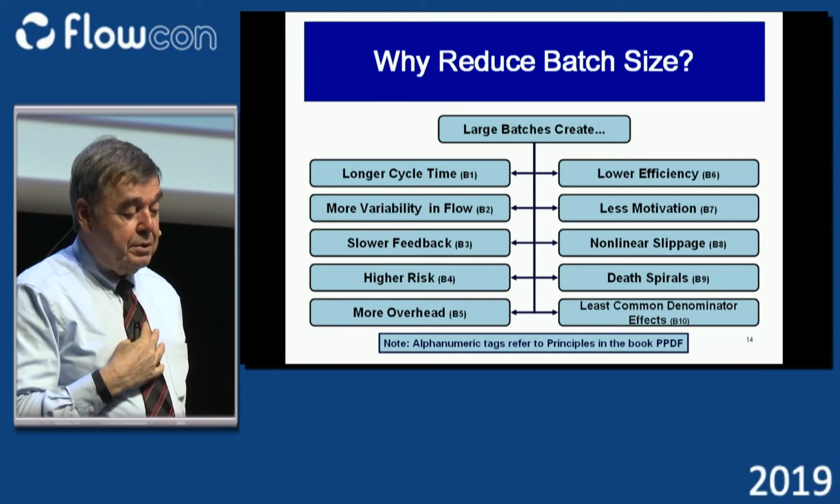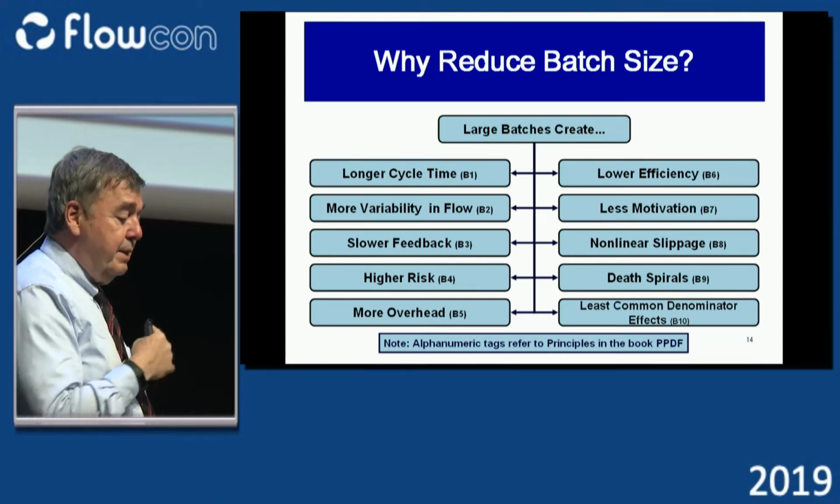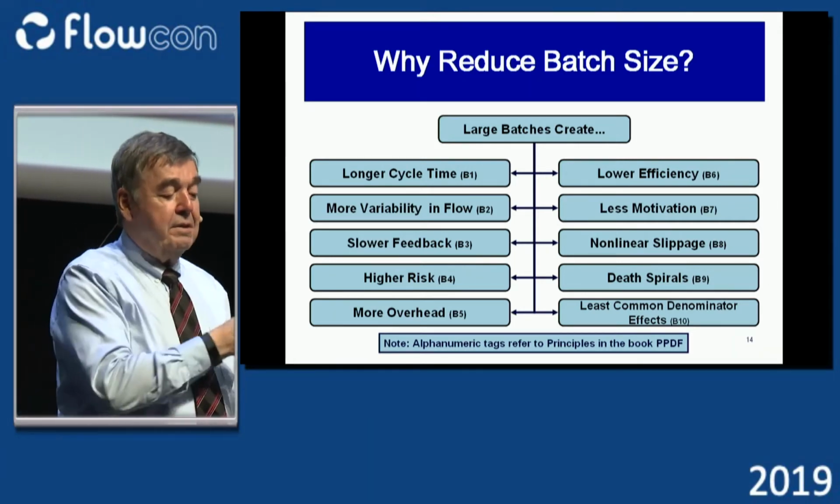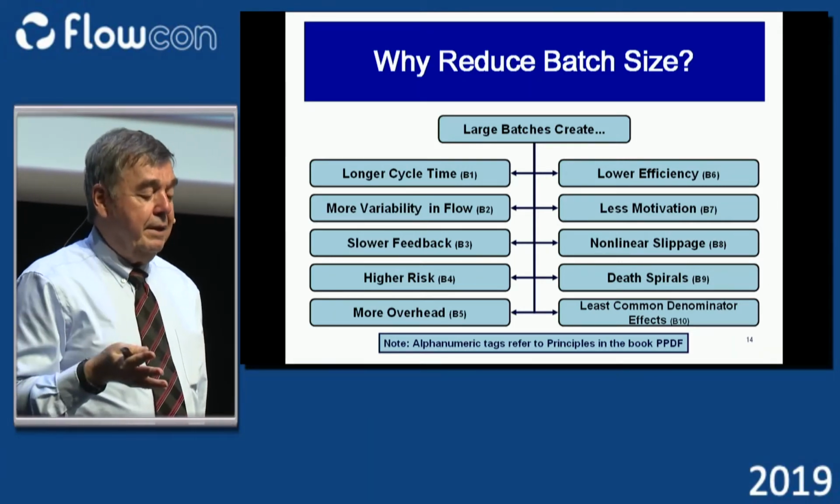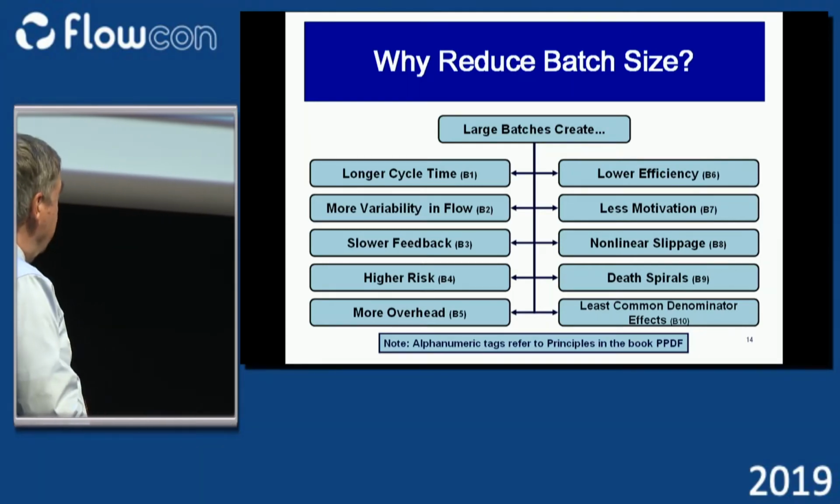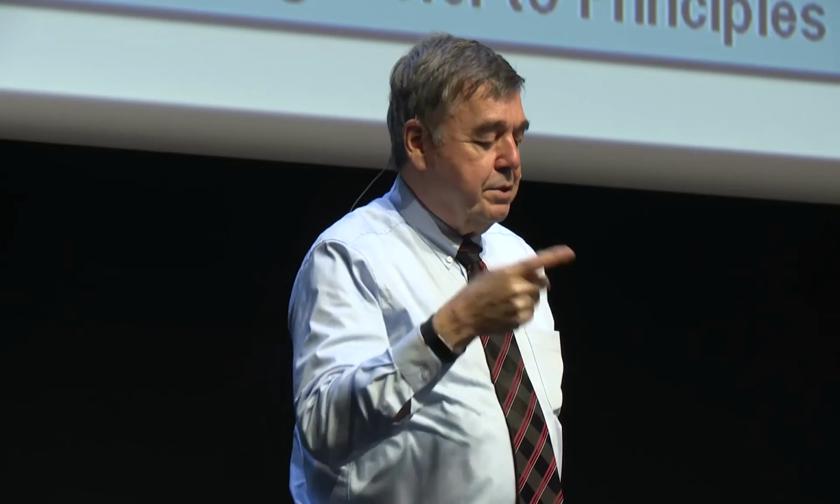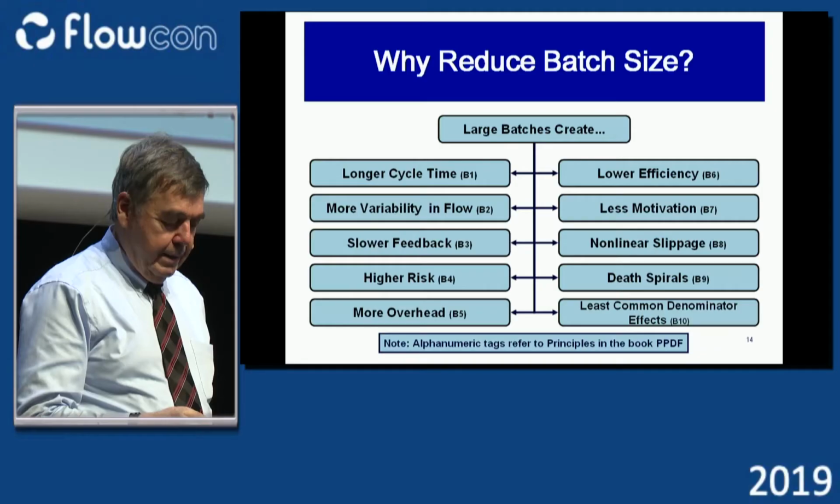Large batches reduce motivation in a process, and there's some other effects like nonlinear slippage and death spirals. I'm not going to talk about them, but you can find them in the book. These little references that I have, like B10, reference a particular section of the Principles of Product Development Flow, so you can track it down if you want to.